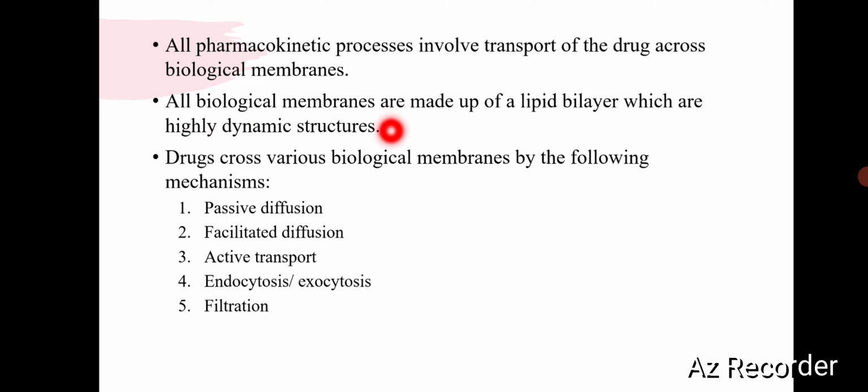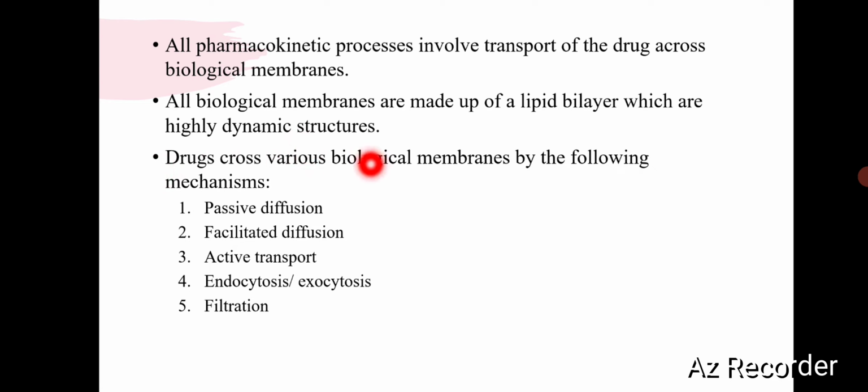All biological membranes are made up of lipid bilayer, mainly phospholipid, which forms a flexible and dynamic barrier. The dynamic nature of the lipid bilayer is crucial for the membrane's function, including cell signaling, transport, and maintaining the structural integrity of the cell.